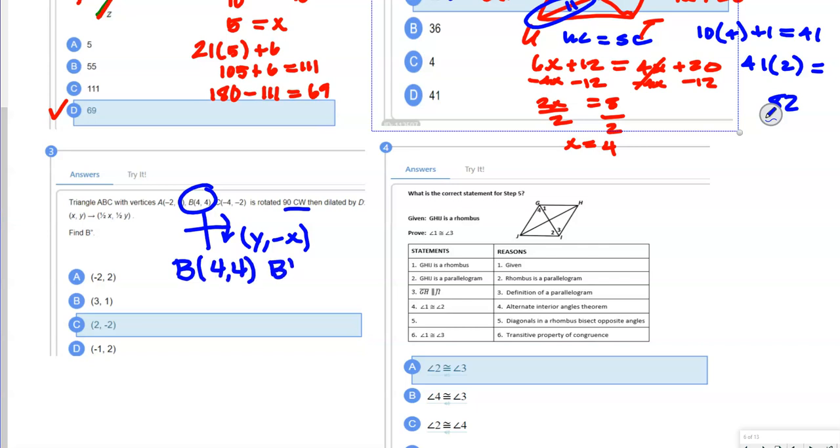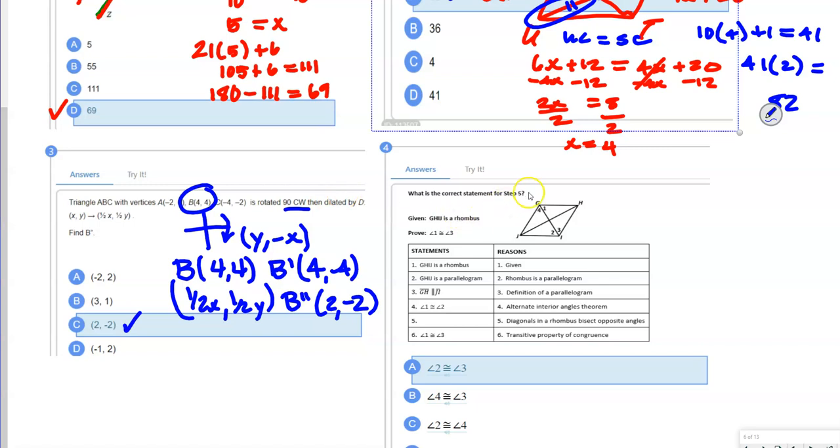B prime means they flip, right? So we're going to do 4, -4, and then we're taking half of each, because then we have that rule: 1/2 x, comma, 1/2 y. So we're going to take half of both. So B double prime is going to be 2, comma, -2. That was our answer.